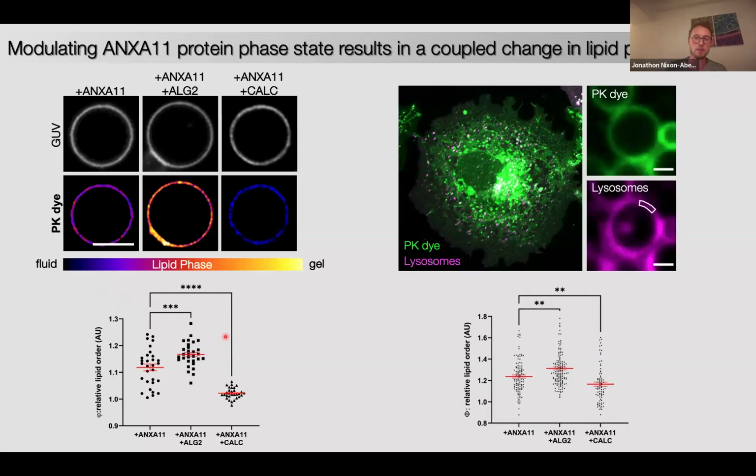We were excited about this, but we wanted to make sure that what we were seeing in vitro held true inside cells. To do this, we exploited the fact that the PK dye we're using was cell permeable, and we used it to extract the lipid phase state of lysosomes here in living cells. And as you can see, very similarly to our in vitro system, if we co-express annexin with ALG2, this results in more gel-like or more ordered lysosomal membranes. Whereas when we co-express with calcyclin, this pushes the membranes into a more fluid state. Again, single expression of each of these two proteins alone didn't have quite the same effect.